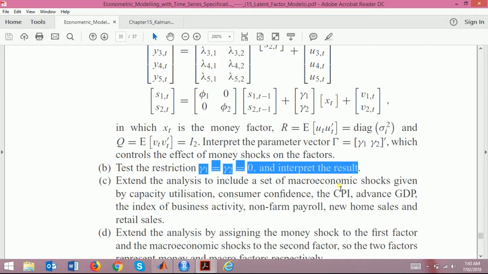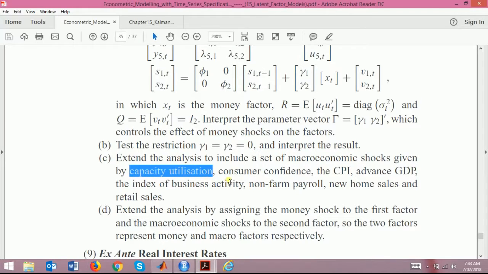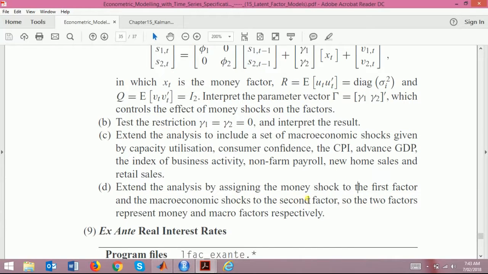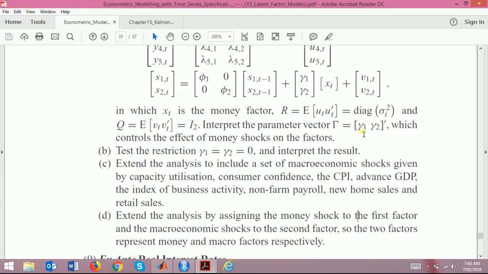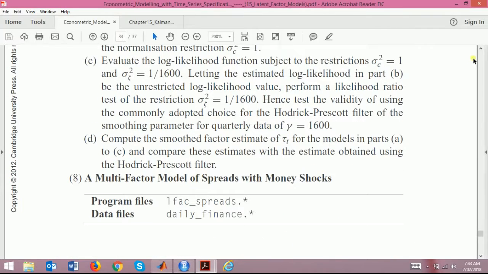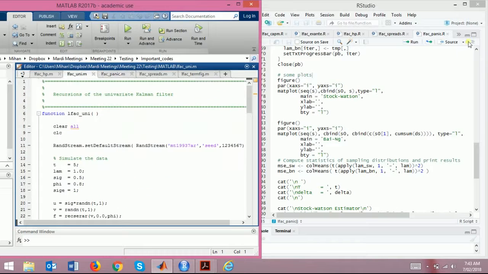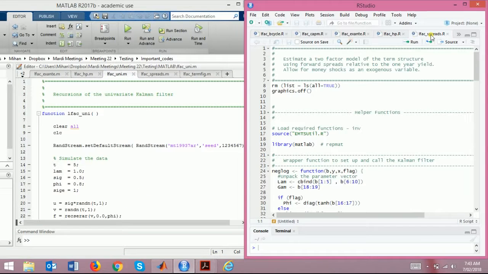Now let's test restrictions for it. Extend the analysis to include a set of macroeconomic shocks given by capacity utilization, consumer confidence, CPI, advanced GDP, and so on. Extend the analysis by assigning money shocks to the first factor and the macroeconomic shocks to the second. So assign the money shock here, the macroeconomic shocks here, and see how this works. So okay, why not? Multi-factor model, LFAX spreads. Goodbye panic. It was nice.